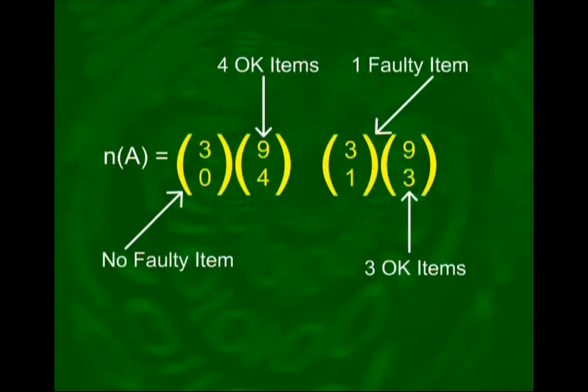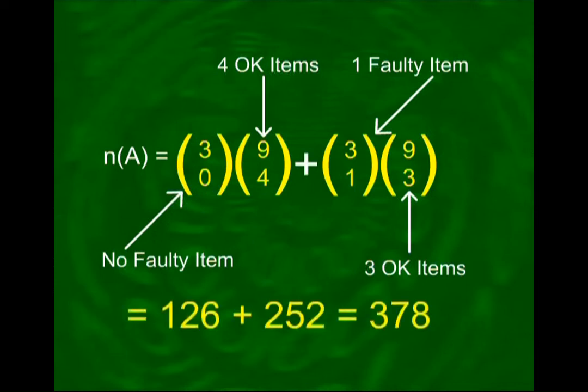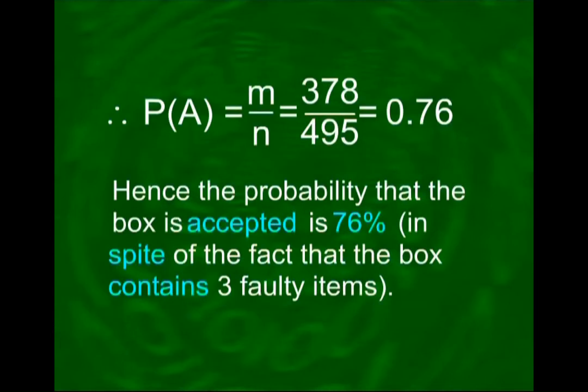So, as you now see on the screen, the total number of outcomes that are favorable to the fact that the box is accepted is given by 3C0 into 9C4 plus 3C1 into 9C3, and that is equal to 126 plus 252, in other words, 378. Dividing the favorable number of outcomes by the total number of outcomes, the probability that the box is accepted in spite of the fact that it actually contains 3 faulty items is 0.76 or 76%.